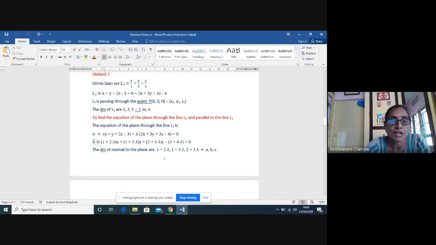First of all, as we did in exercise 2, let us put the equation of the plane passing through the line of intersection of these two planes. If this is pi 1 and this is pi 2, the equation of the plane through the line of intersection of these two planes is pi 1 plus lambda pi 2 equals 0.